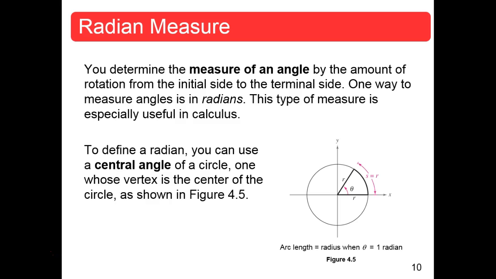Okay? 1 radian. To define a radian, you use the central angle, that's your theta, of a circle with radius r, whose vertex is at the center of the circle. When the arc length cut by that angle is exactly equal to 1 radius, then you have an angle measure of 1 radian. So what it is, is a ratio of the arc length cut to the radius of the circle. So when the arc length is equal to the radius, that angle theta is 1 radian.